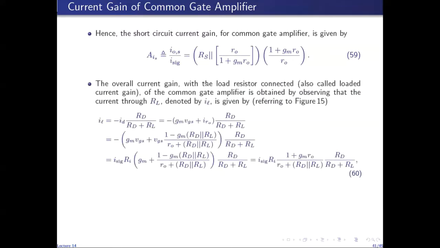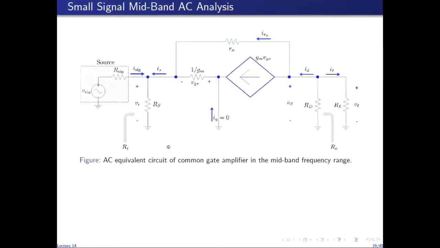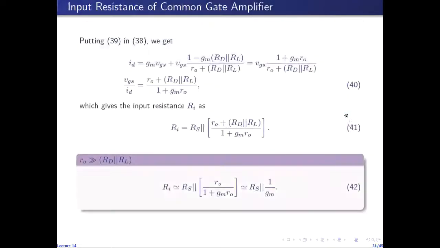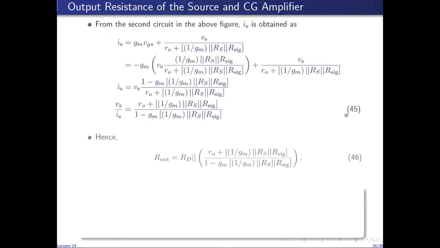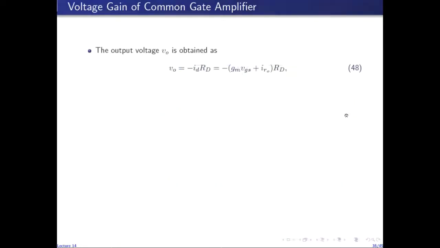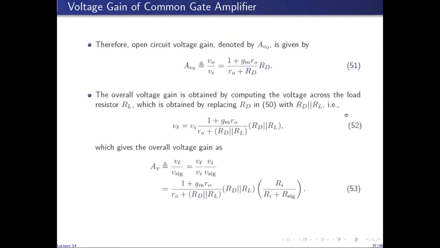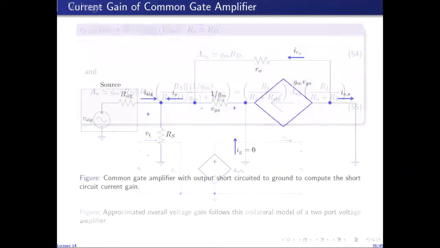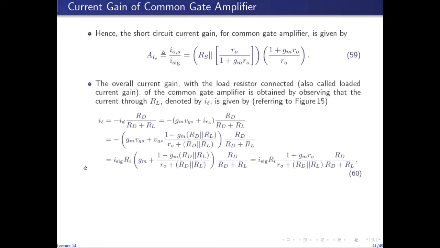The overall current gain is obtained by finding the load current. If we look at the complete AC equivalent circuit of the common gate amplifier, then the load current is given by the division of minus ID into RD and RL. So IL is given by minus ID times RD over RD plus RL, which is the current division of minus ID.